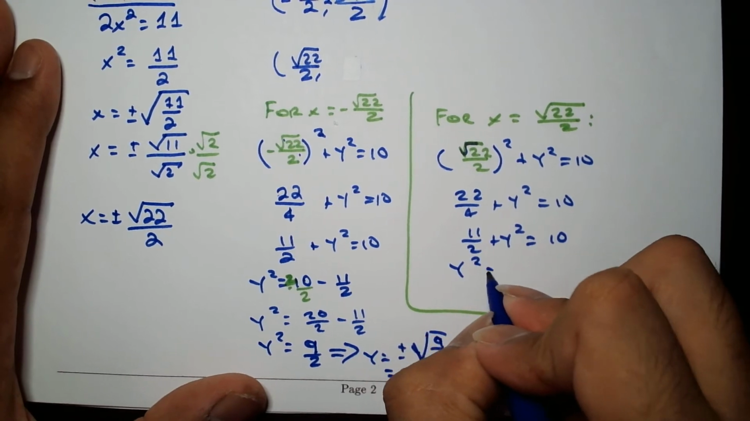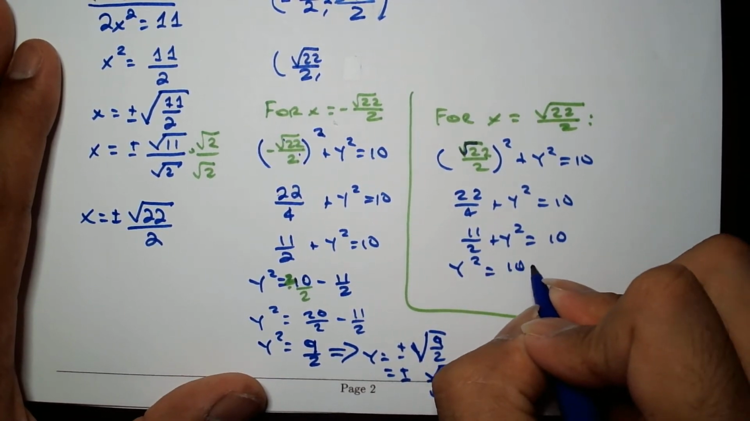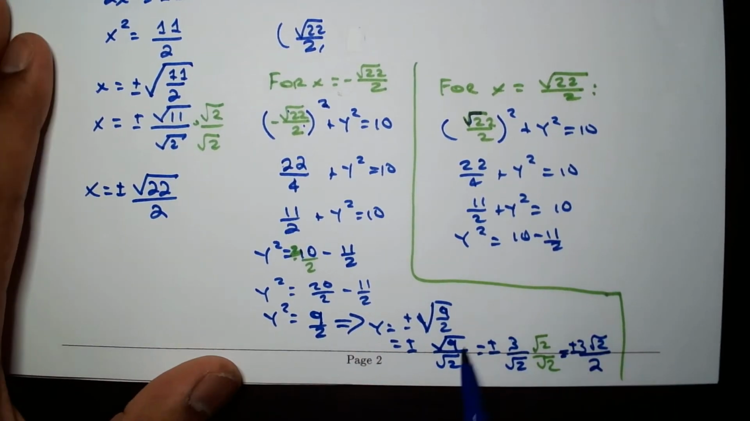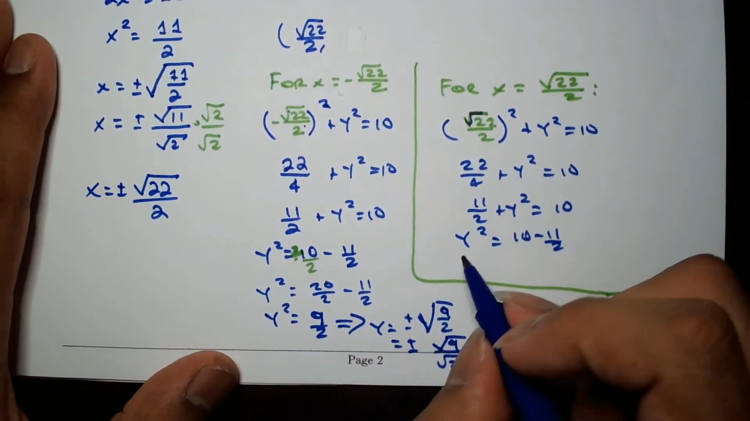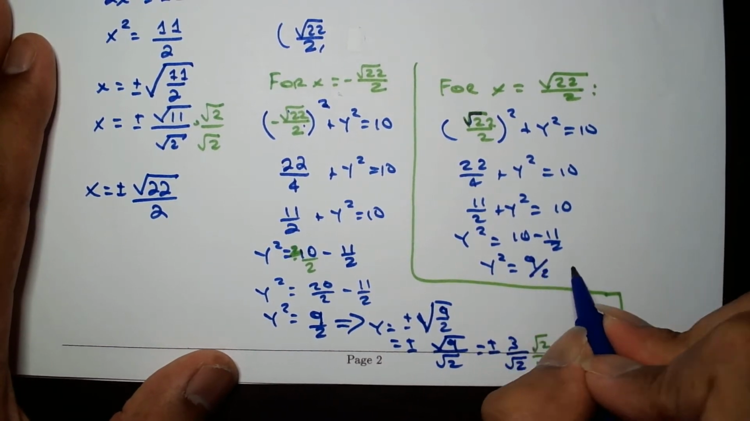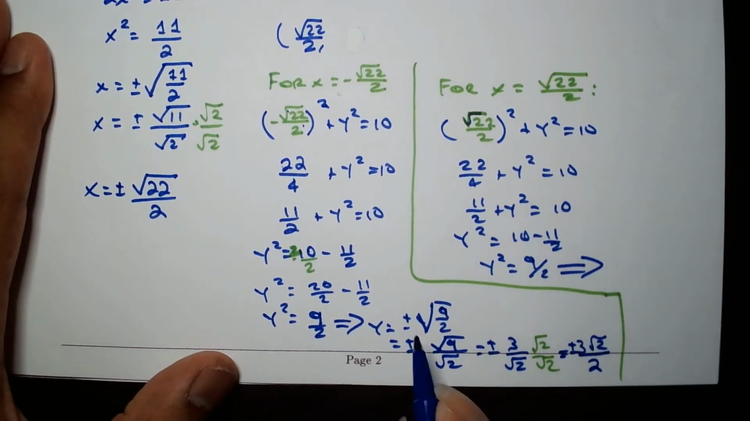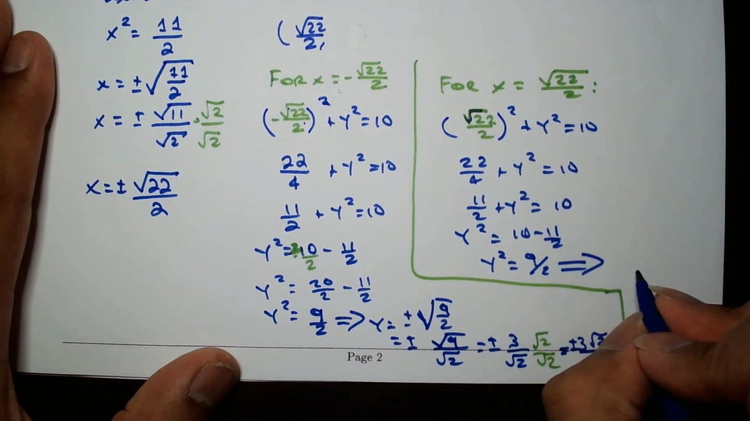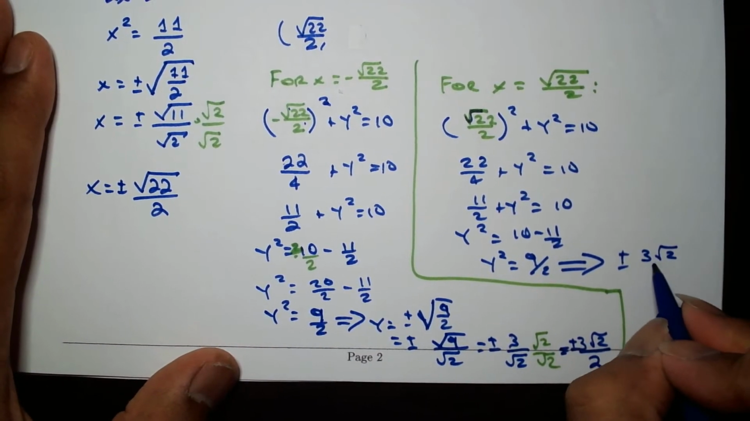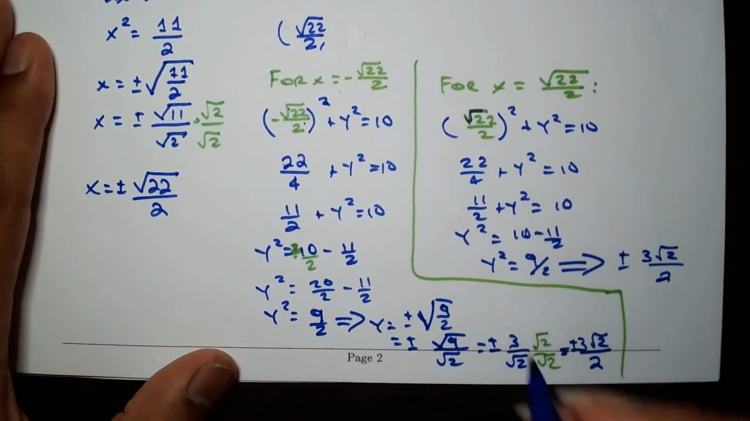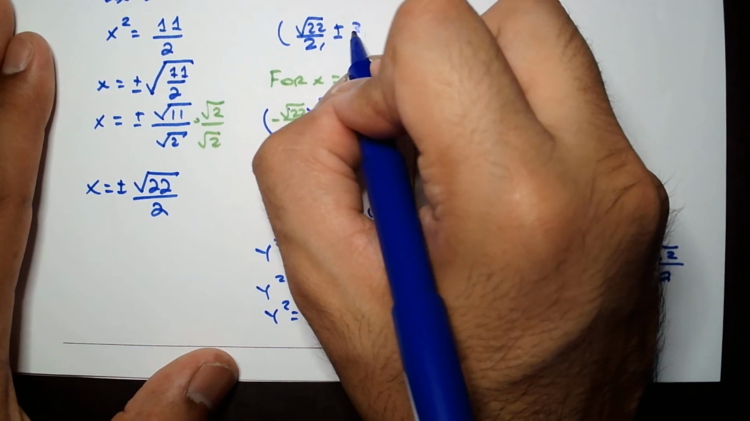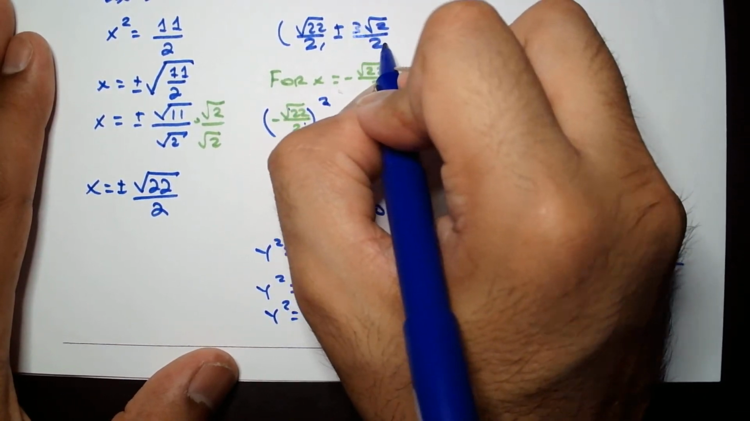And then y squared equals 10 minus 11 halves. But again, from y squared being 9 halves, that's going to be the same as what we did here. I don't want to repeat this again. This is going to be simply plus or minus 3 root of 2 over 2. So in this case, we're going to obtain plus minus 3 root of 2 over 2.